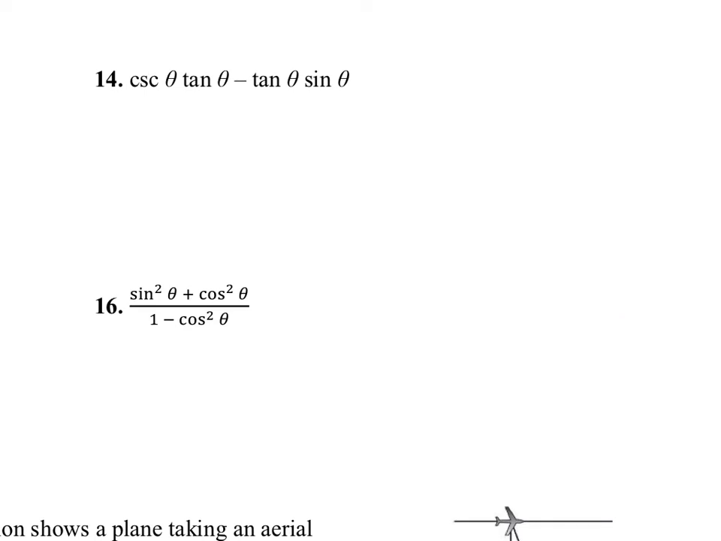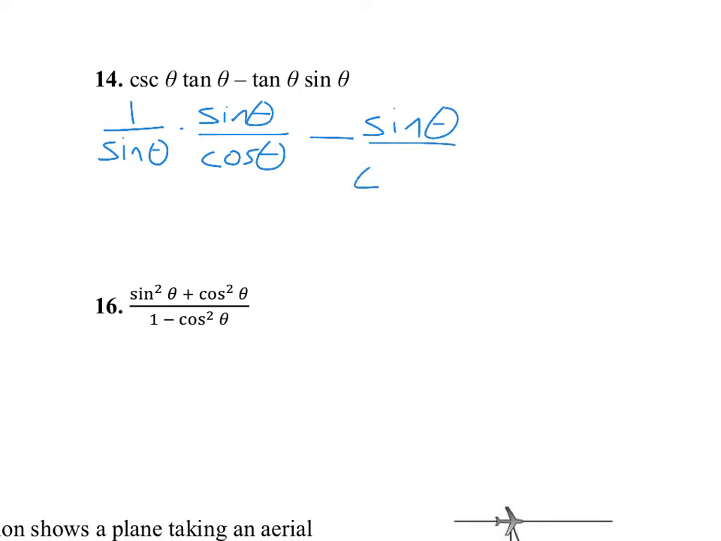For number 14, we can change cosecant to 1 over sine. We can change tangent to sine over cosine. Tangent again is sine over cosine. And we could keep this last sine the same. Alright, so these can cancel out. It looks like 1 over cosine.